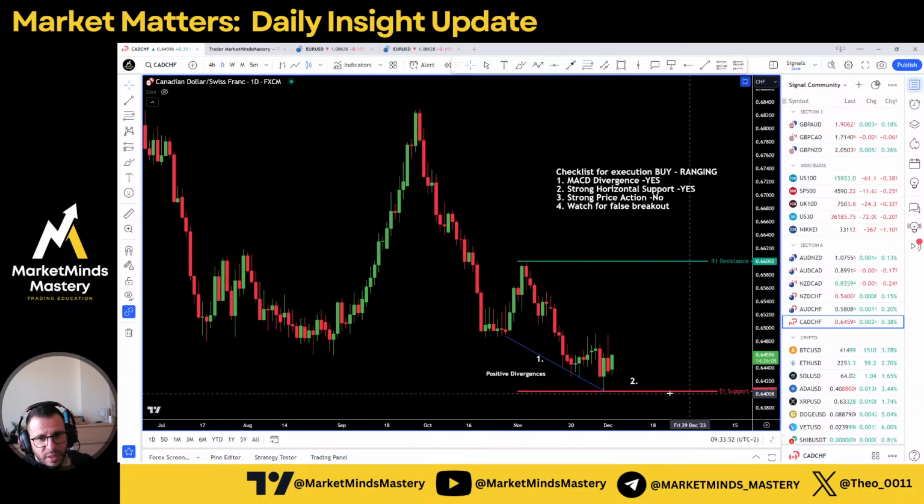There is a horizontal support here from the monthly chart. That is a strong one. Then a price action reversal here is needed, and maybe a false breakout. And I will be looking to buy this one, the CAD against the Swiss franc.